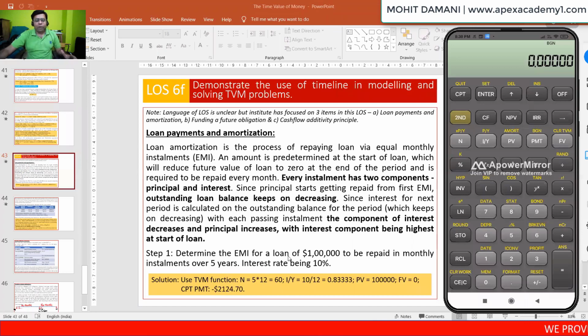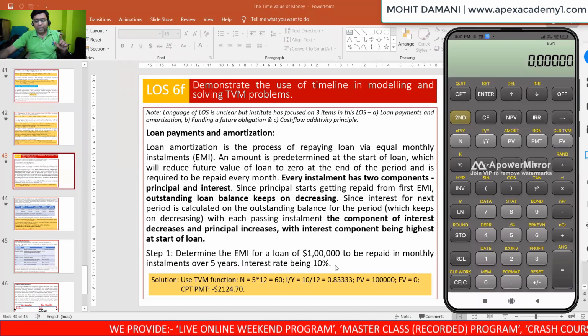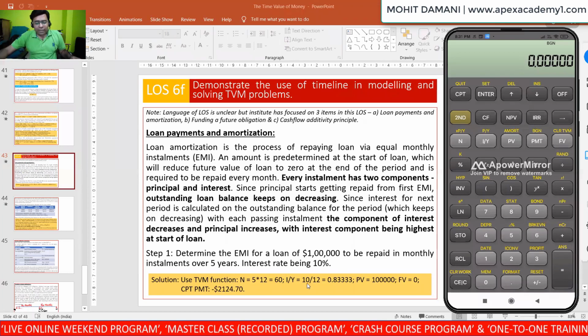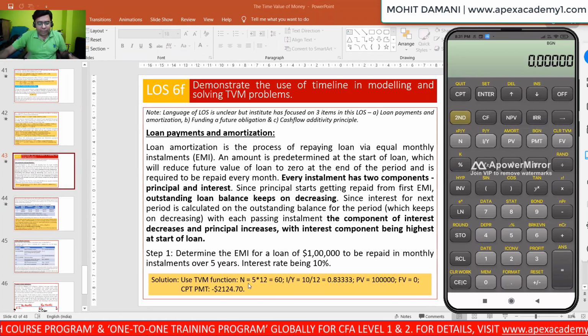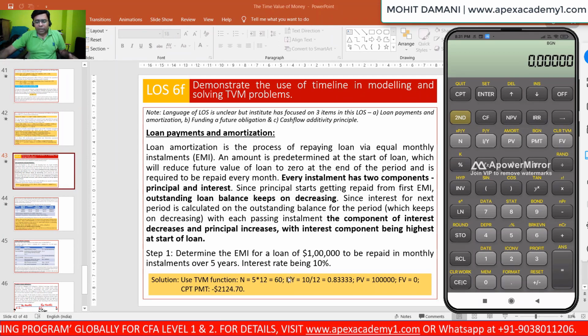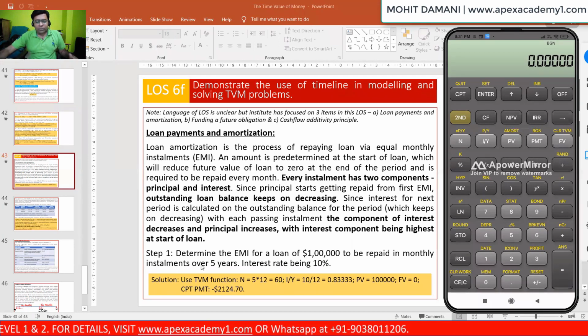Determine the EMI for a loan of 100,000 to be repaid in monthly installments over 5 years, interest rate being 10%. So here we are taking 10 divided by 12 as the monthly rate of 0.833, and accordingly we will enter n. Because the installment is being paid monthly, everything has to be converted to monthly, first thing.